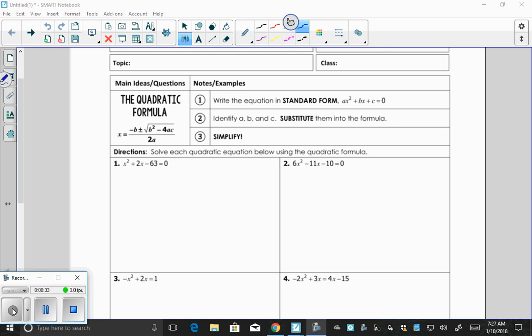So when you're using the quadratic formula, you have three steps you need to do. The first step is to write the equation in standard form. Standard form being ax squared plus bx plus c. That means everything is on the same side of the equal sign. After that, your second step is to identify a, b, and c and substitute them into the formula. And then the last step is to simplify.